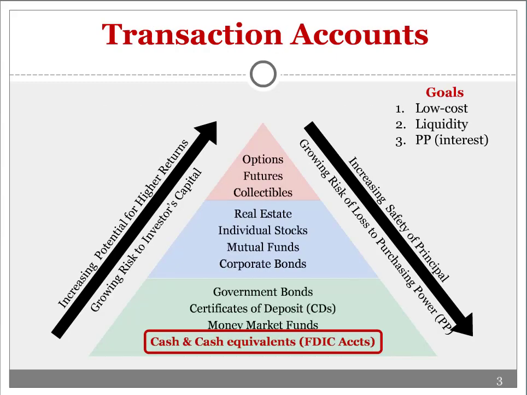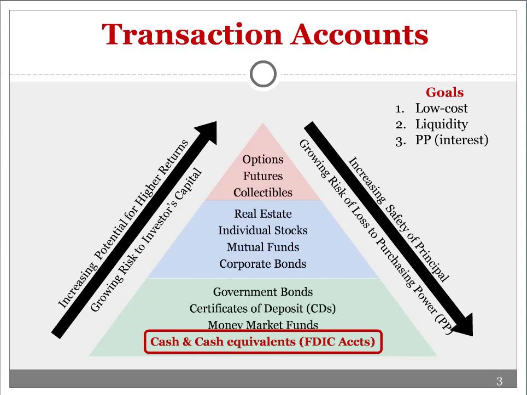So what kinds of investments are there? We'll look at each in turn, starting at the bottom of the investment pyramid. Cash and cash equivalent accounts are often called transaction accounts. These are very highly liquid, very low return accounts that are generally held by banks and are FDIC insured. FDIC stands for the Federal Deposit Insurance Corporation. This is a government program that guarantees that the funds held by an FDIC insured bank will always be available to the depositor, even if the bank goes out of business.